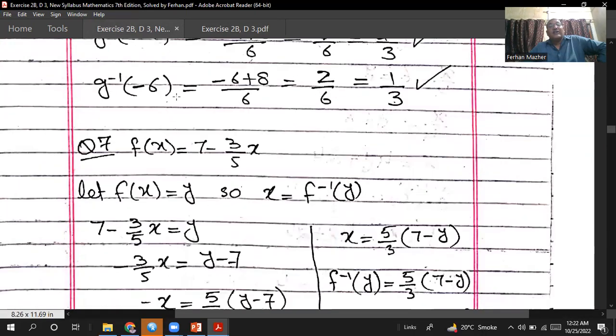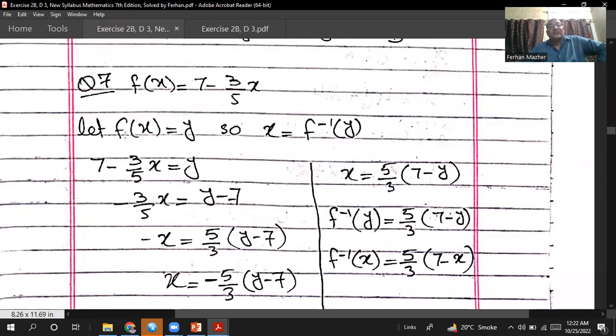So first of all, I need to find f inverse of x. So f of x is equal to y. So x will be equal to f inverse of y. This is the sentence which we have to write in all the inverse function questions. So in the place of f of x, I will put that expression, that is 7 minus 3x by 5 equals y. So minus 3 by 5x is equal to y minus 7. So minus x will be equal to 5 by 3 into y minus 7.